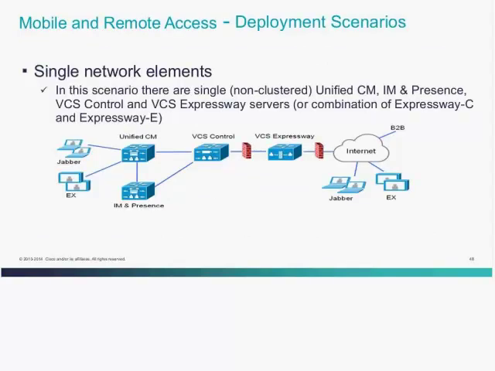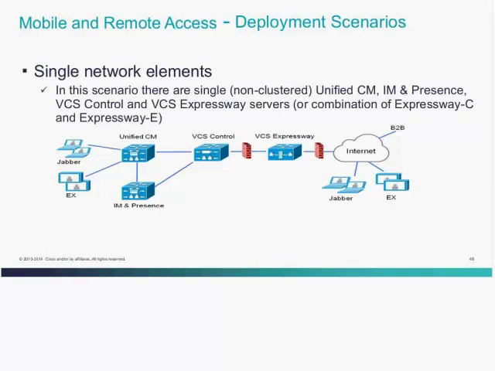See the Expressway Edge flow where you have the Jabber client and other video endpoints in the public domain, which will contact the Expressway E, which is facing the public network. The Expressway E talks to the Expressway C, which is mainly an HTTPS reverse proxy and a SIP proxy as well. The Expressway C will then talk to the communication manager and also the IM and Presence server.